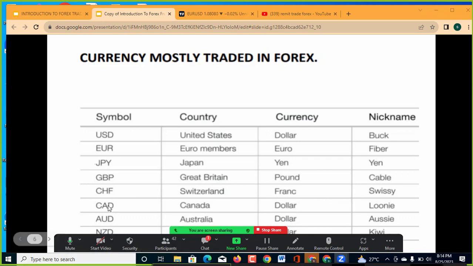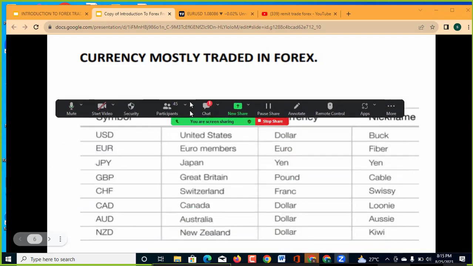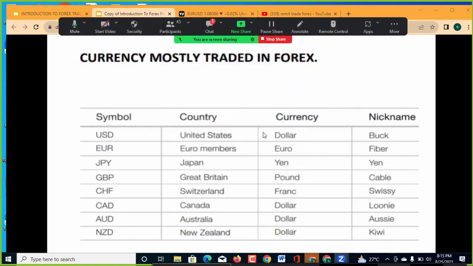And then we have CAD, that's from Canada, the Canadian dollar, and the loonie is the name. And we have AUD, which is the Australian dollar, from Australia, it's also a dollar. And we have the last one here, NZD, which is also called Kiwi. You know, New Zealand uses the dollar as well.